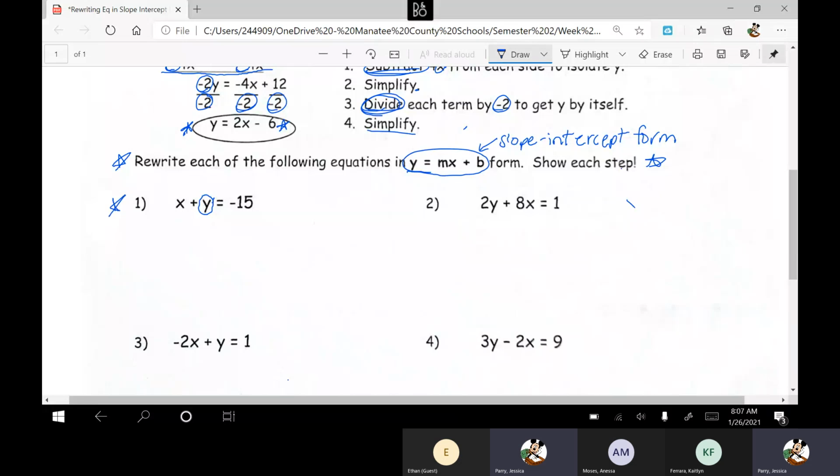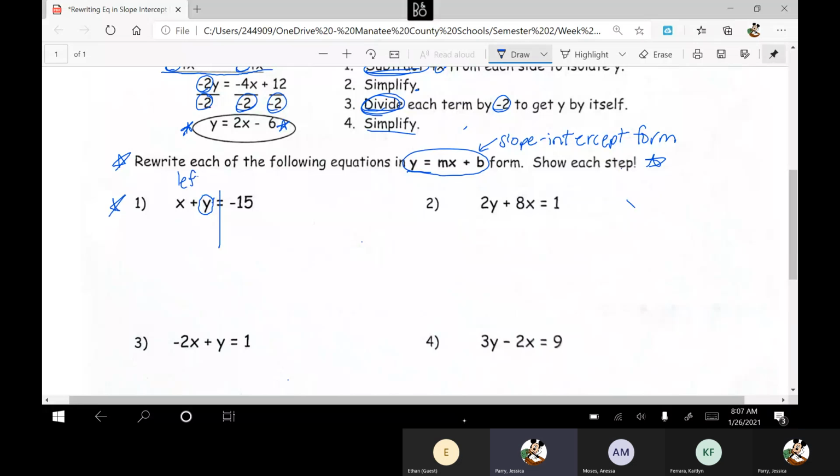Our goal is to get the variable y all by itself, the one that I circled. So then it says y equals. If I were to draw a line on the equal sign, let's pretend that's my wall, and we're going to look on the same side of my wall.